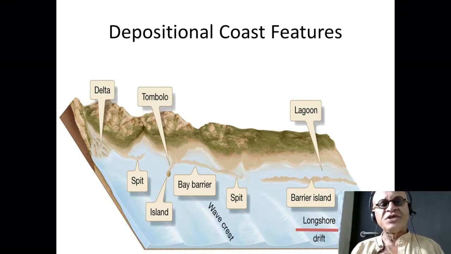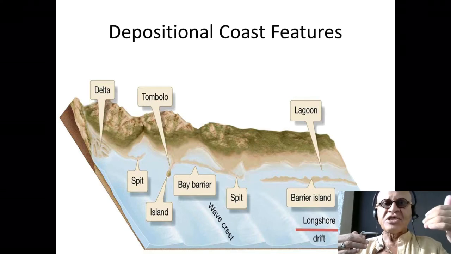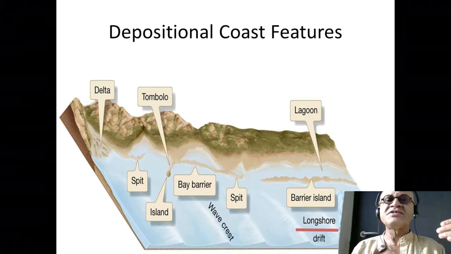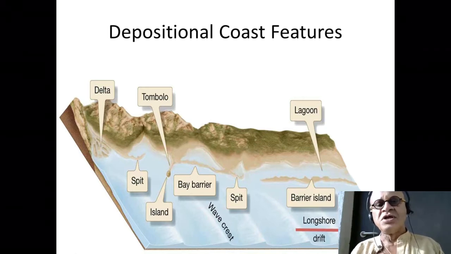And you create features like this. It is a spit, depends on which way the energy is moving and how much energy there is and where the material is being supplied from. So basically a spit is like a spine. It's what you use for doing a barbecue, for example. Okay, that's where the word comes from.